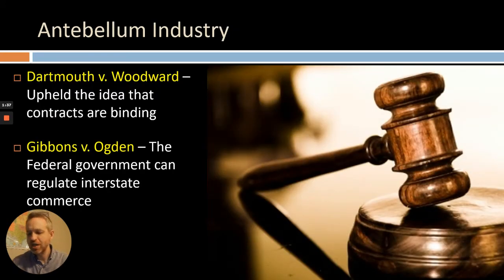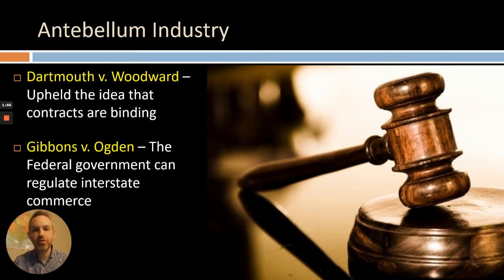And one of the things is that it can come down and make very clear laws so that businesses have a little bit of stability. They know what to expect and how to plan. So, for example, in the early 1800s, before the Civil War, you're going to have two court cases that are going to actually help businesses know what's coming.